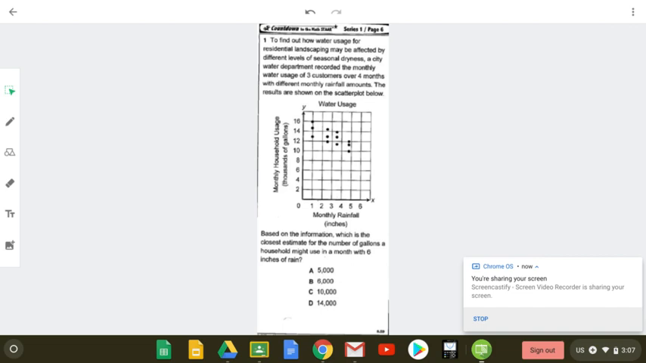Now we're on series one. Well, now we're on page 6. So let's find out what they got in store for us here.